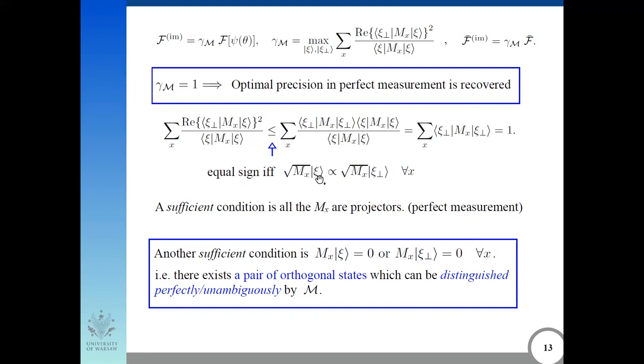So in other words, the square root of Mx, understood to be the operator square root, applied to this state, for all x, they are parallel with the ones with the perpendicular versions. A particular sufficient condition where we can satisfy this is where all these Mx are projectors. Because of course, for whatever input states, ultimately I'm still projecting, I'm still living in the same space after the projectors. But this is a trivial condition in a sense that we are back to the perfect measurement case where we are allowed to do projective measurements on the Mx.